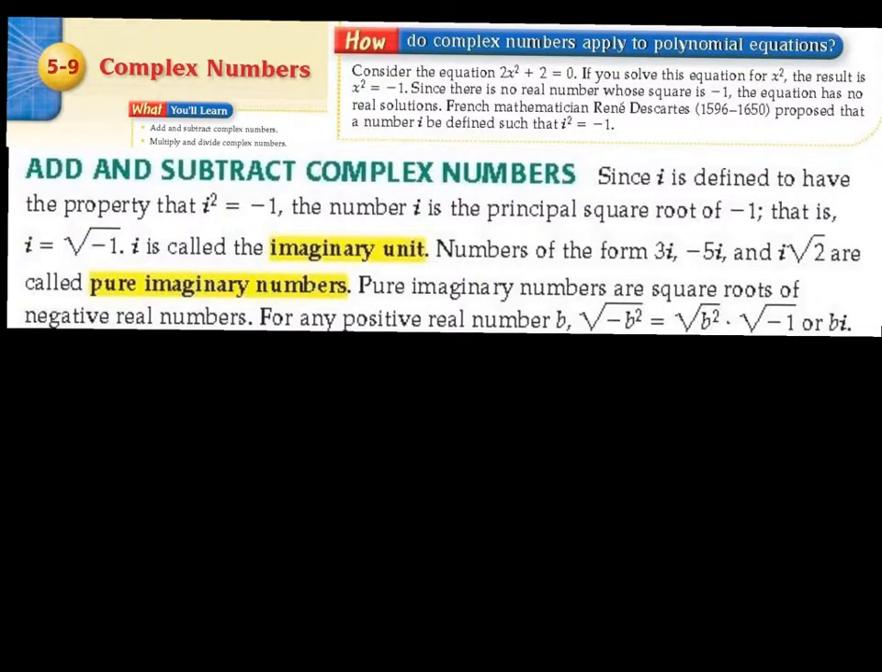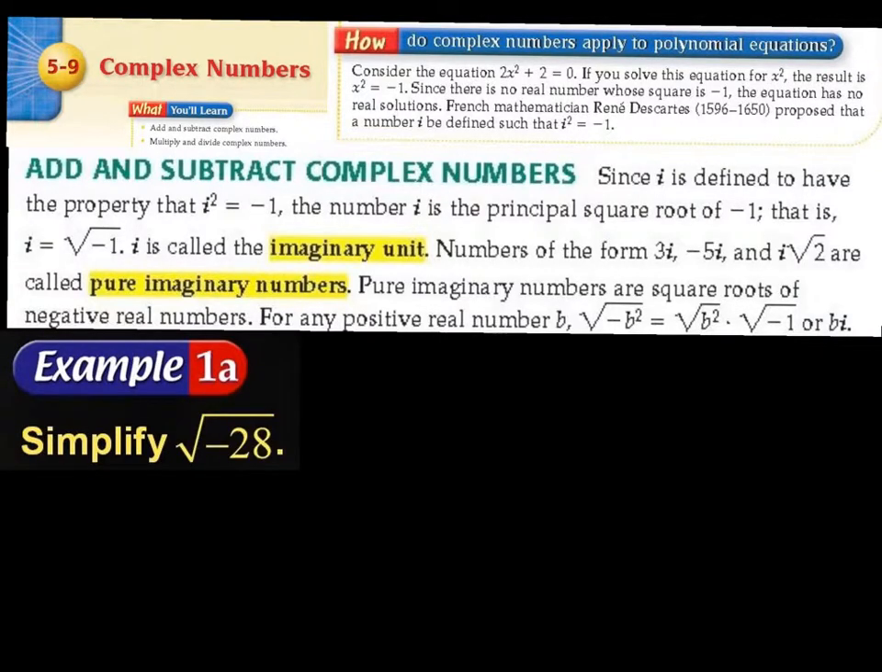Numbers in the form 3i, negative 5i, i square root of 2 are called pure imaginary numbers. Pure imaginary numbers are the square roots of negative real numbers. For any positive real number b, the square root of negative b squared equals the square root of b squared times the square root of negative 1, or bi. We can use that to simplify the square root of negative 28.